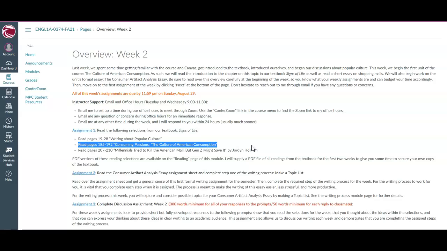So very much like the introduction essay that we read last week, this essay is written by our textbook editors, and it's meant to be yet another introduction, but in this case it's meant to be an introduction to this chapter on consumption and its ties to popular culture. So take a look at pages 185 to 192 for this introduction to this particular section of the textbook, but also our first unit of the class, which is going to be focused on consumption.